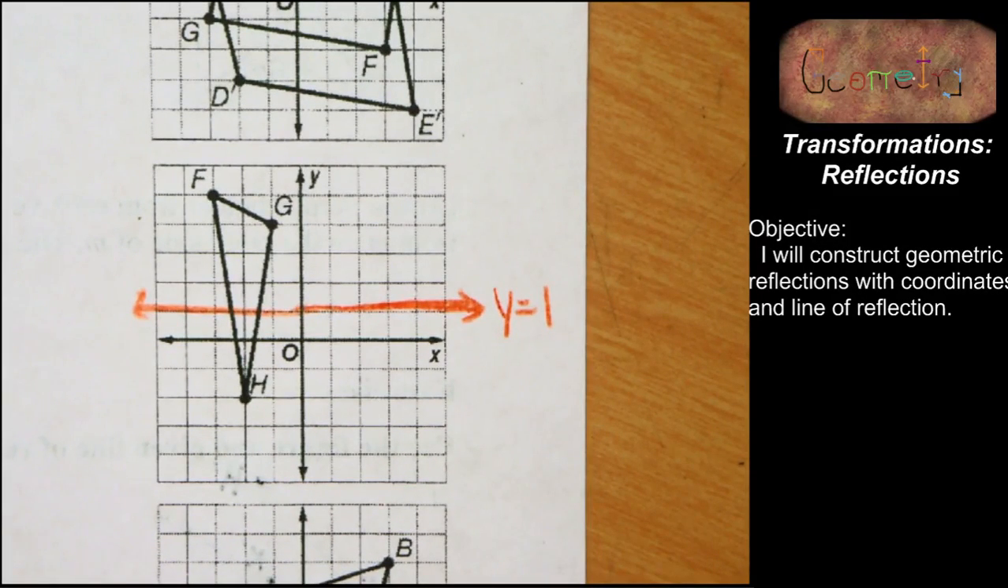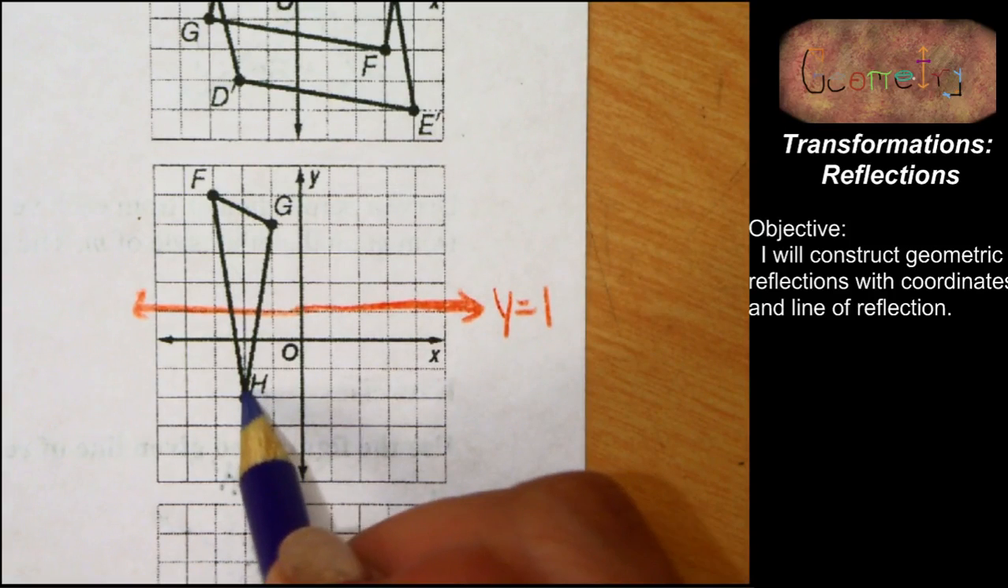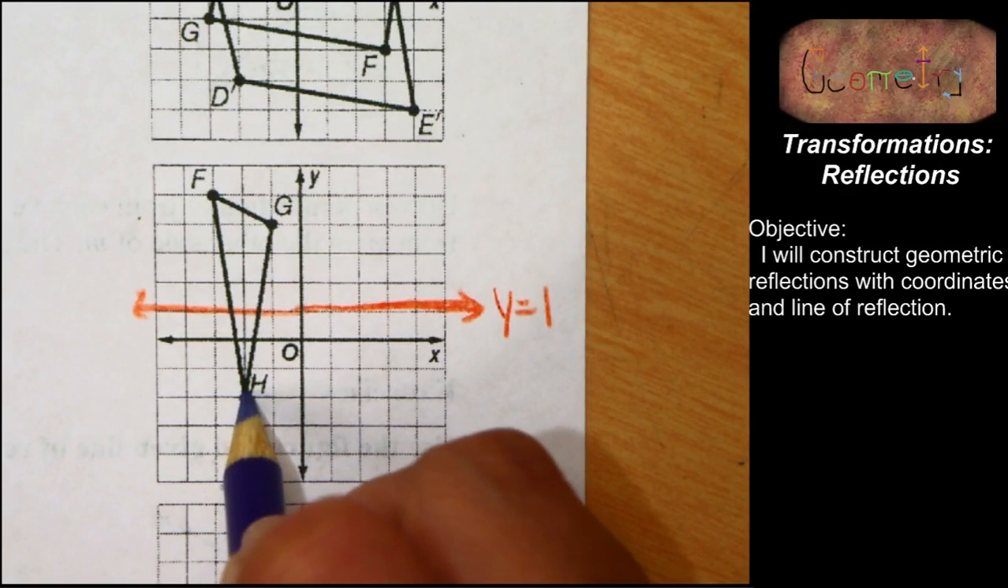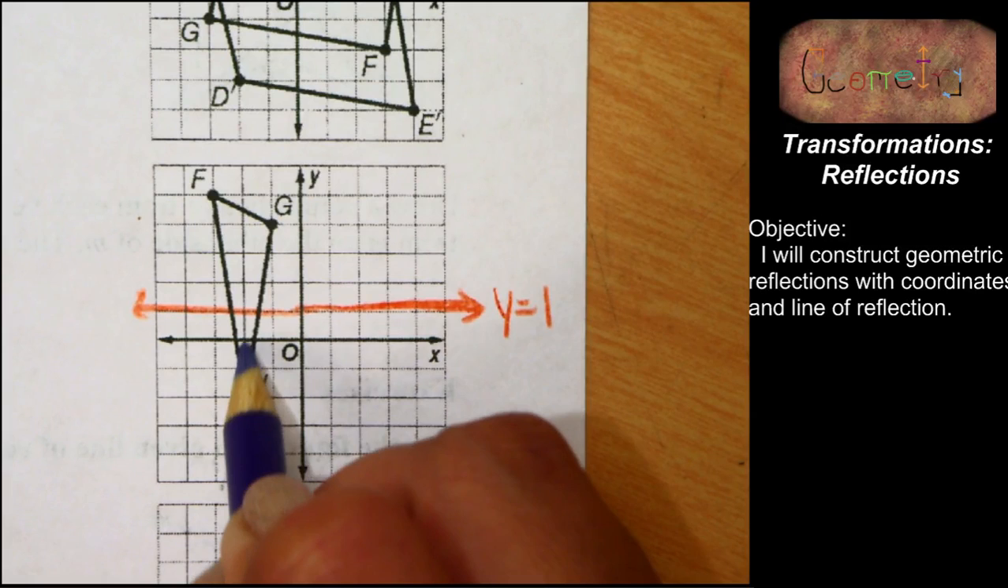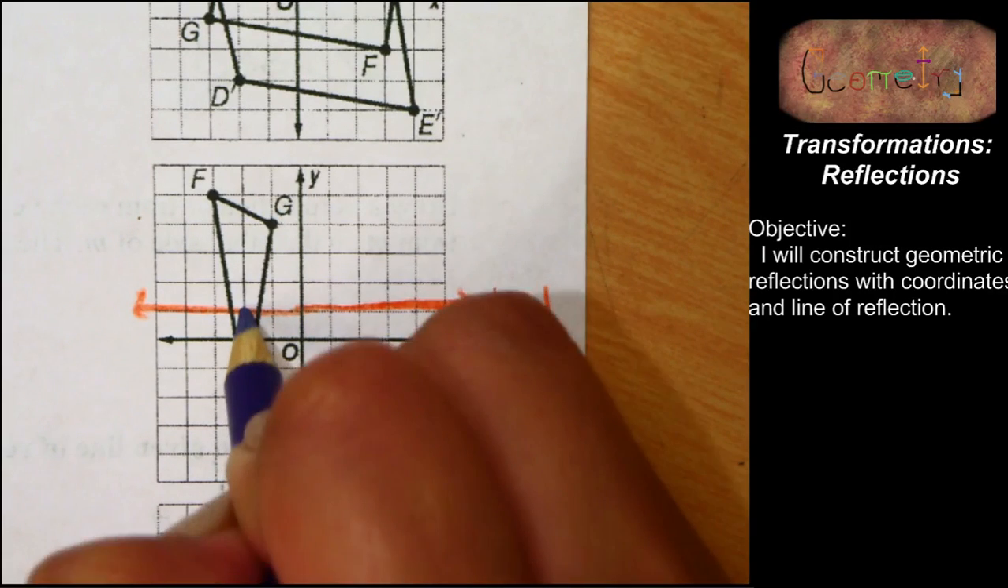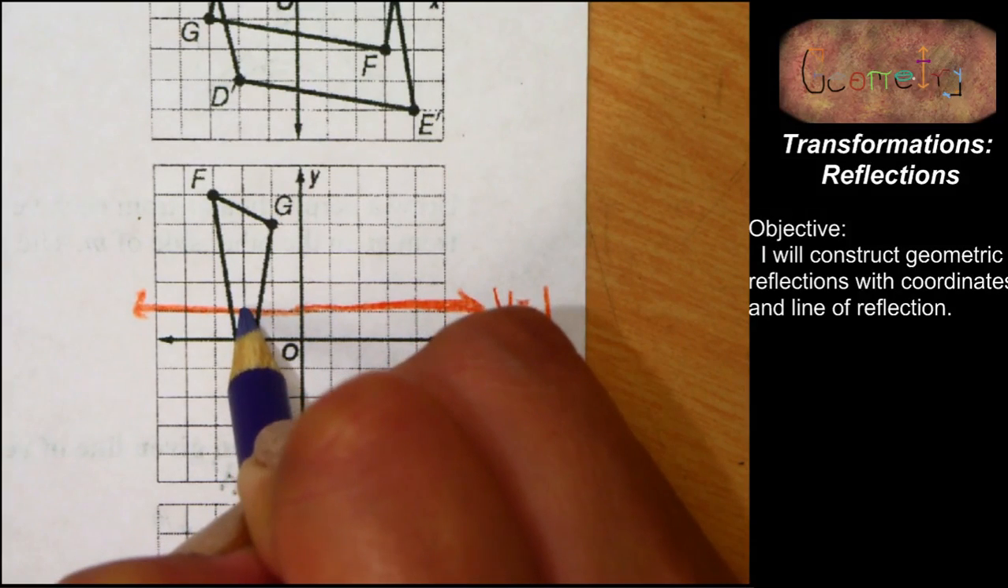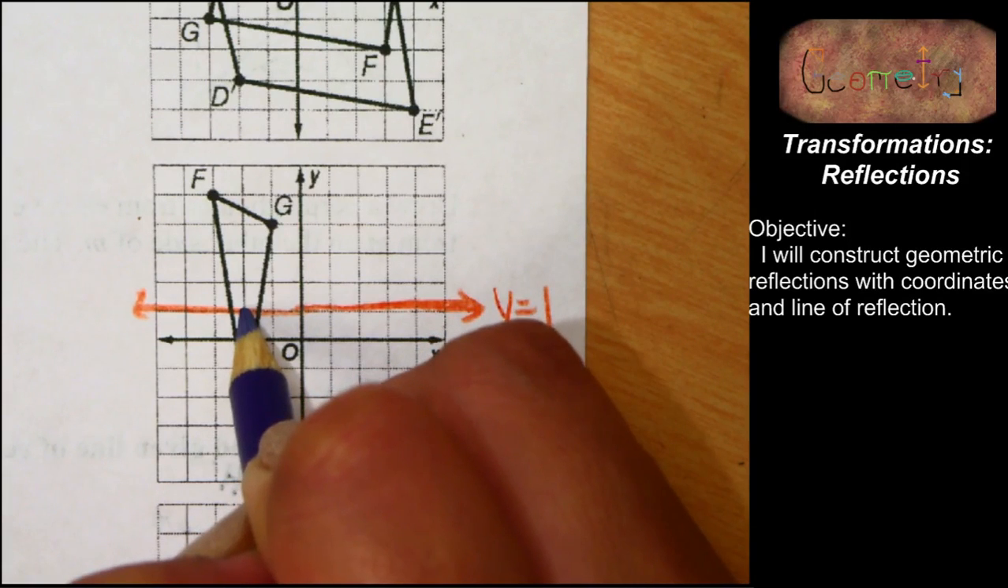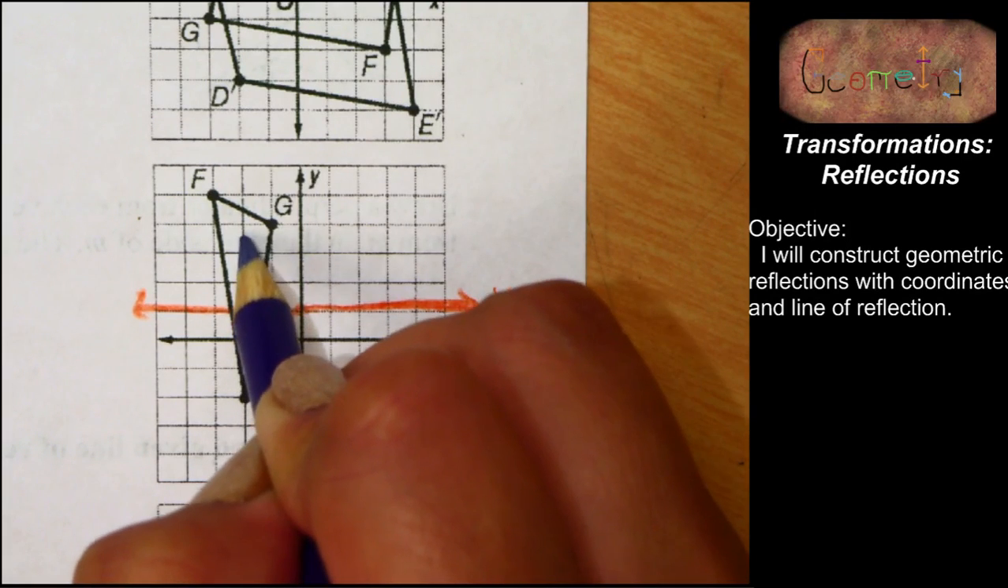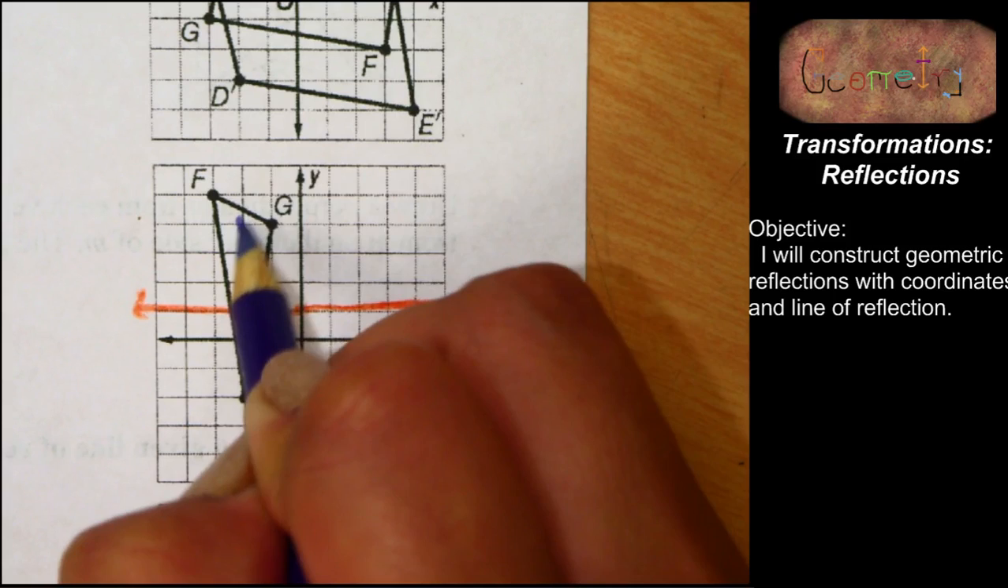Now I need to figure out how far away each point is from that orange line, the line of reflection. So starting with H, how far away am I from the line of reflection? 1, 2, 3. So I need to go 3 more units out to find H prime. So from there, I'm going to count again. 1, 2, 3. And so H prime is right there.